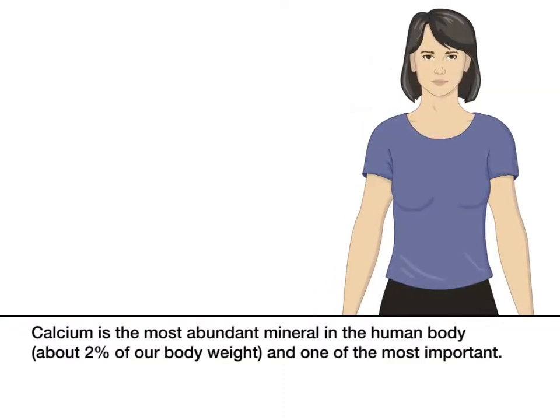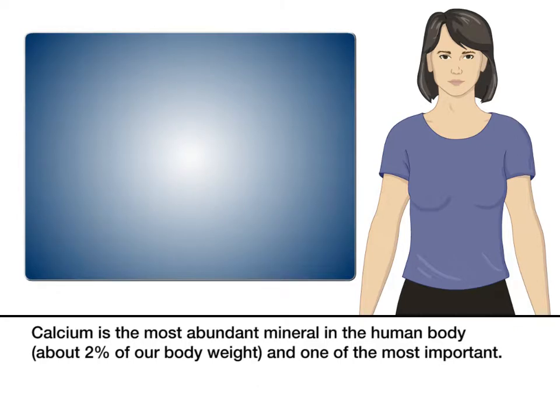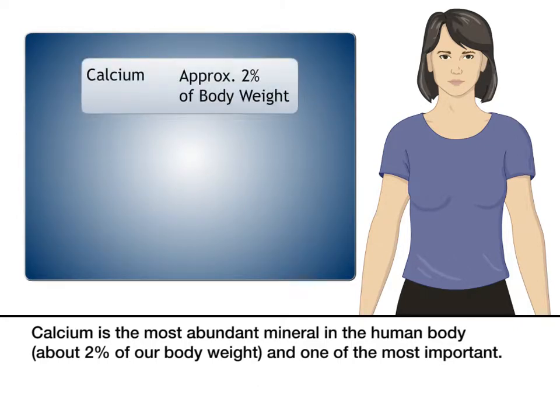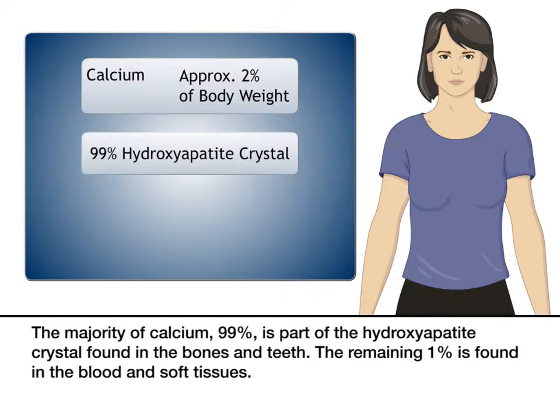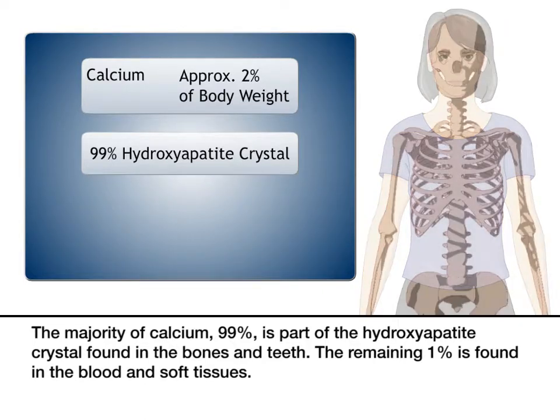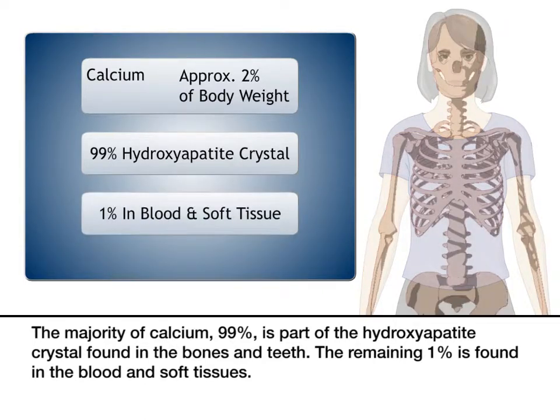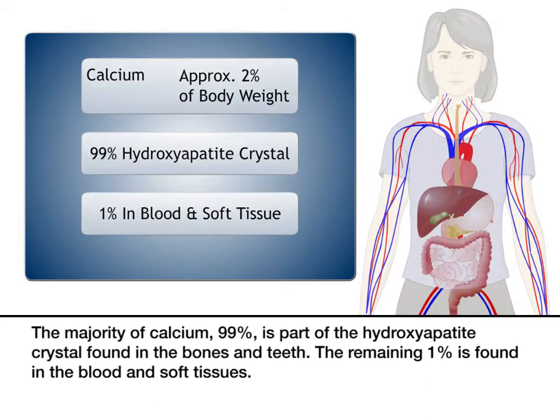Calcium is the most abundant mineral in the human body, about 2% of our body weight, and one of the most important. The majority of calcium, 99%, is part of the hydroxyapatite crystal found in the bones and teeth. The remaining 1% is found in the blood and soft tissues.